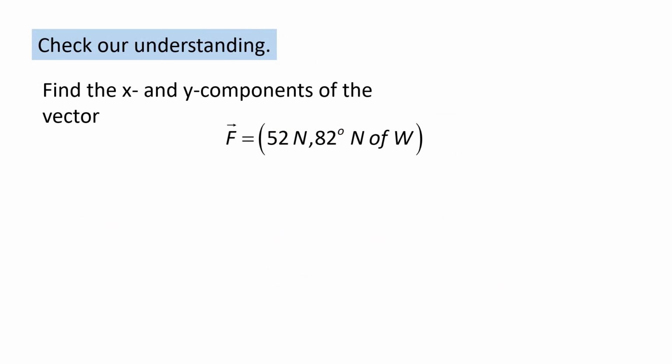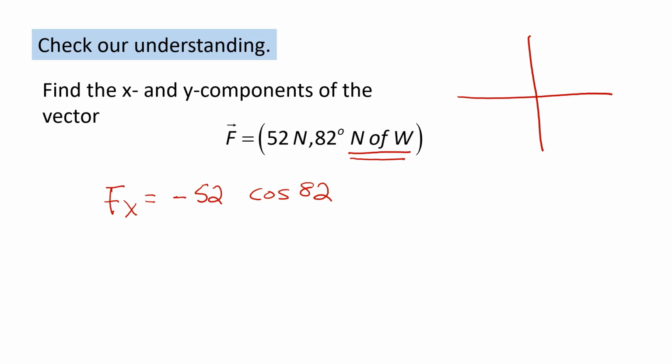Check your understanding. Find the x and y components of the vector. If you haven't done any yet, please pause the video and do this on your own. So we're talking about a force vector. Fx is -52 cosine 82. So we're north of west. I kind of skipped a step there.